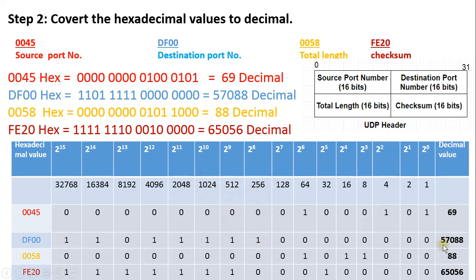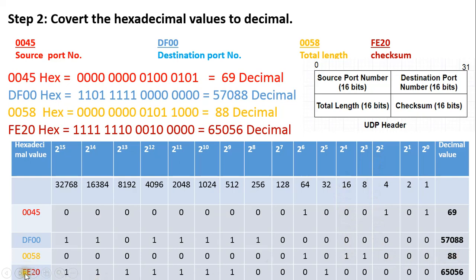is equal to 57088. The third hexadecimal chunk 0058 corresponds to 16 binary bits 0000, 0000, 0101, 1000. In decimal, it can be written as 2 raised to 3 plus 2 raised to 4 plus 2 raised to 6, that is equal to 64 plus 16 plus 8, which is equal to 88.